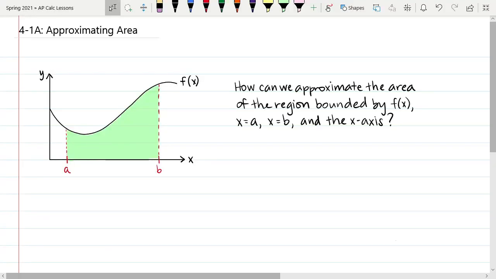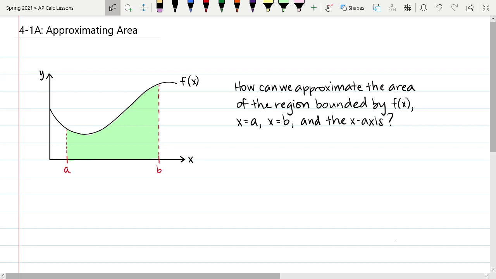All right, welcome to Unit 4 and Lesson 4-1A. Now, as we head into Unit 4, we're sort of turning a major corner here in calculus. We spent the entire first half of this course talking about limits and derivatives in particular, and derivatives being a rate of change.